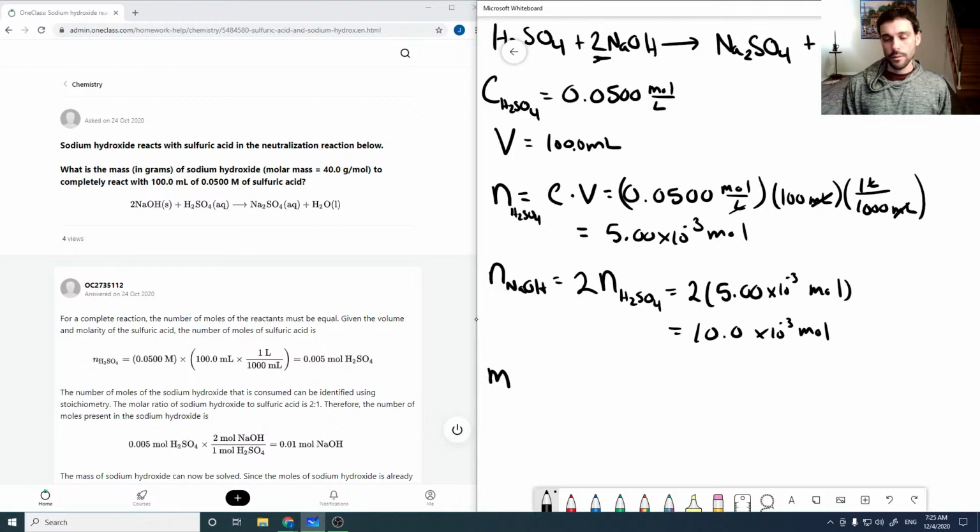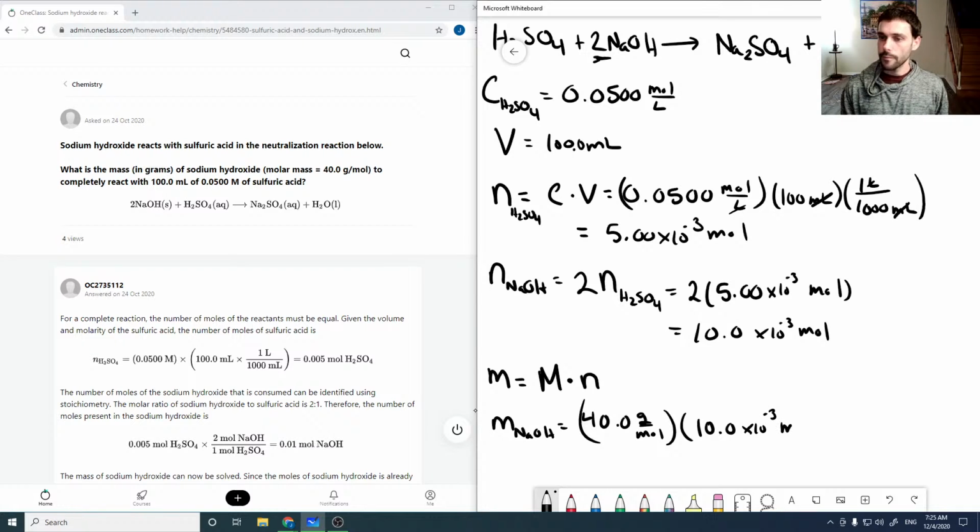So our mass is our molar mass times our number of moles. So then our mass of NaOH, the question gives our molar mass as 40.0 grams per mole times 10.0. And so we're going to get 0.400 grams. Again, keeping things to 3 significant digits. And so then there's our mass of sodium hydroxide.